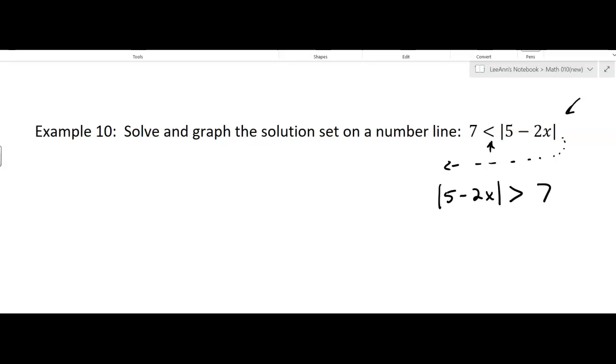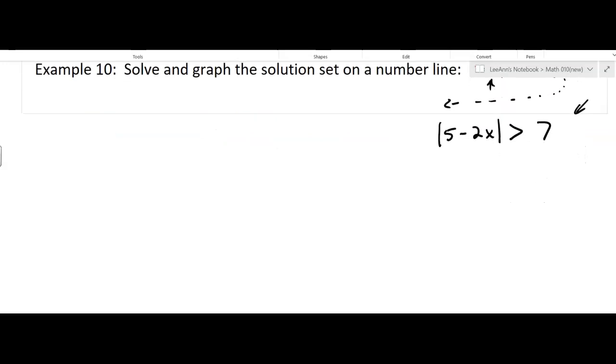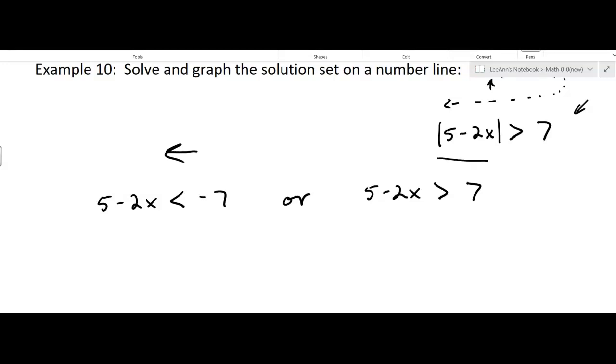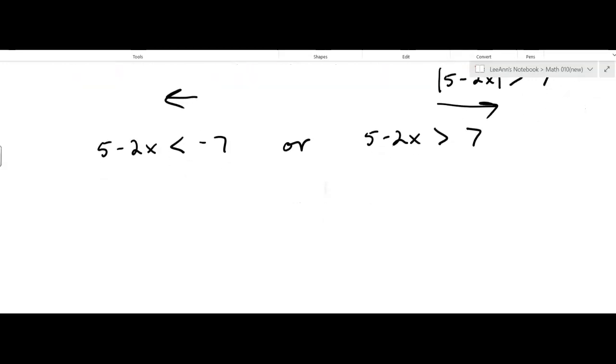Well, now this is a greater or situation. So we want to take the absolute value part, the 5 minus 2x, and say that is less than negative 7, or the 5 minus 2x is greater than positive 7. That's what we were talking about in the last video or the video before, where we were doing the greater or situation. You're going to have one going in the negative direction, and the other going in the positive direction. Now these are both inequalities that we have to solve, but we can do that.